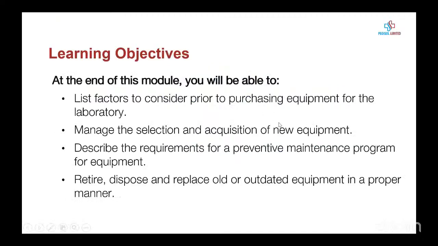So the learning objectives: at the end of this module, you should be able to list the factors to consider prior to purchasing equipment for the lab. Next, you should be able to manage the selection and acquisition of new equipment. Describe the requirements for a preventive maintenance program for equipment. Next, you should be able to understand how to retire, dispose of, and replace old or outdated equipment in a proper manner.